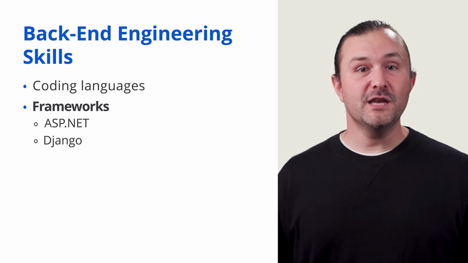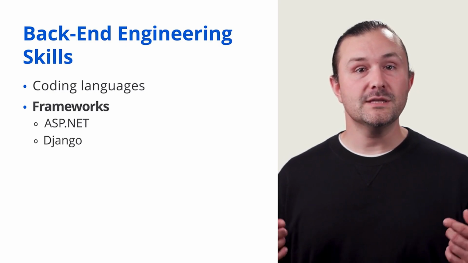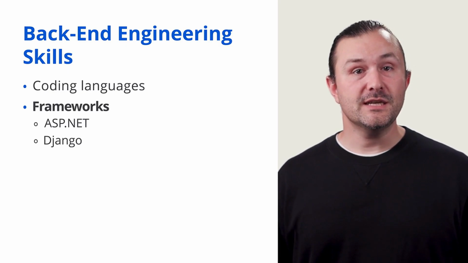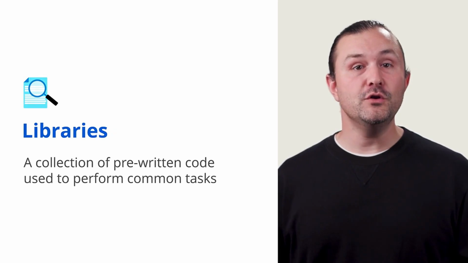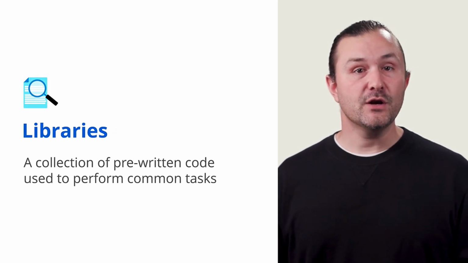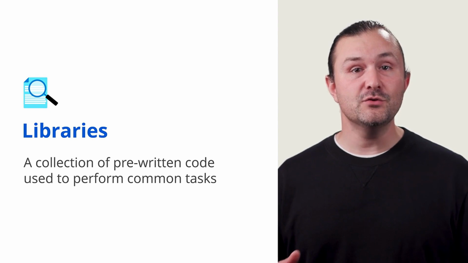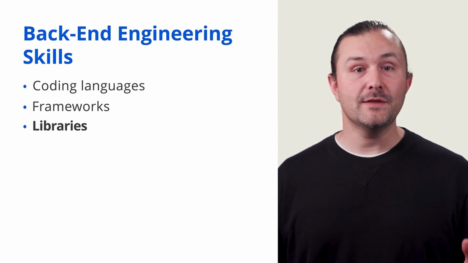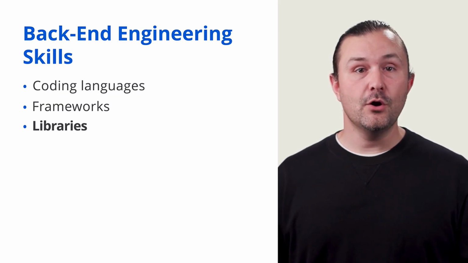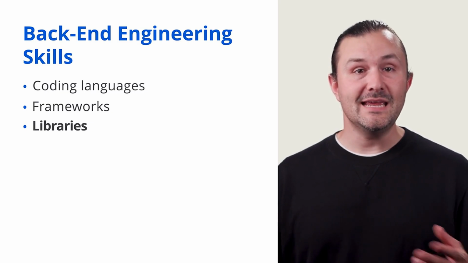These frameworks simplify the development process by providing tools like reusable components. Another skill that can help developers streamline the development process is using libraries. Libraries are collections of pre-written code used to perform common tasks. They often include objects and functions used individually to solve specific problems. They allow engineers to control the application's flow, add custom code, and select only the components they need.